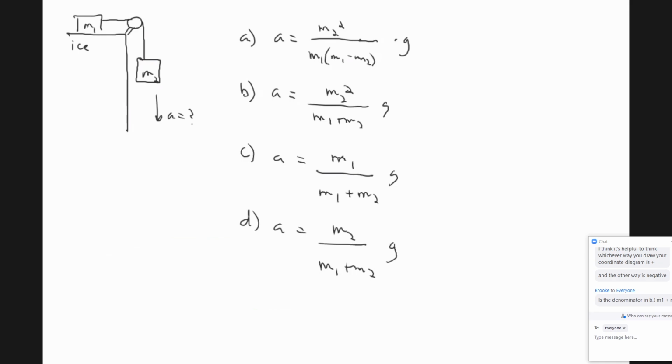You said frictionless, right? Yes, ice is considered frictionless. In B, M1 plus M2, correct. Rewrite that. Same thing for D. The denominator is M1 plus M2 for B, C, and D. The only thing that changes are the numerators for B, C, and D. They're all multiplied by gravity still.